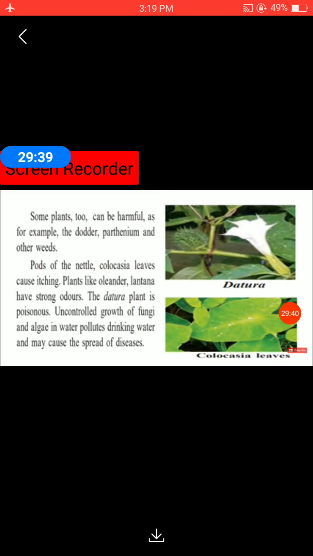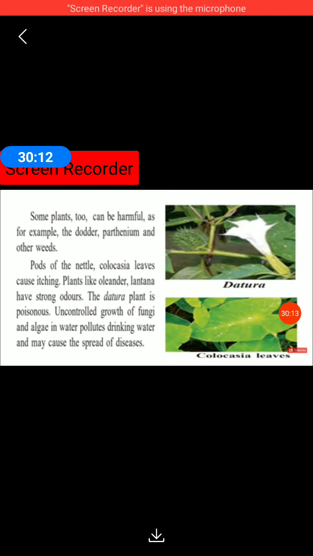Now we have studied how animals are harmful to us, but also we are going to study how plants are harmful to us. For example, dodder, parthenium and other weeds are harmful to us. Pods of the nettle and colocasia leaves cause itching. What does this plant do? It causes itching. Now plants like oleander and lantana have strong odors. They smell very bad. The dhatur plant is poisonous. You must have seen the dhatur plant. In the picture you can see the dhatur plant.